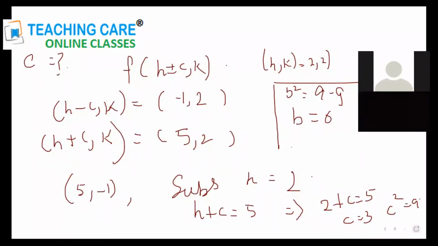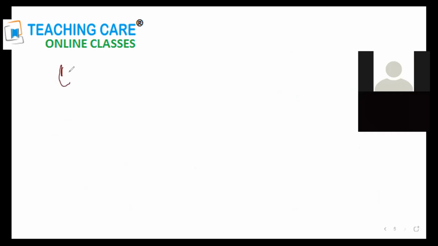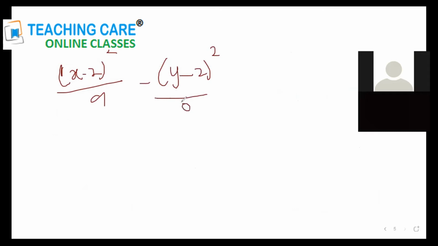So I will get an equation of the form x minus 2 the whole square over 9 minus y minus 2 the whole square, because h and k both are 2, divided by 0, equal to 1. So you don't have your b value here. That means you will have this equation. Understood? Got it? Fine.